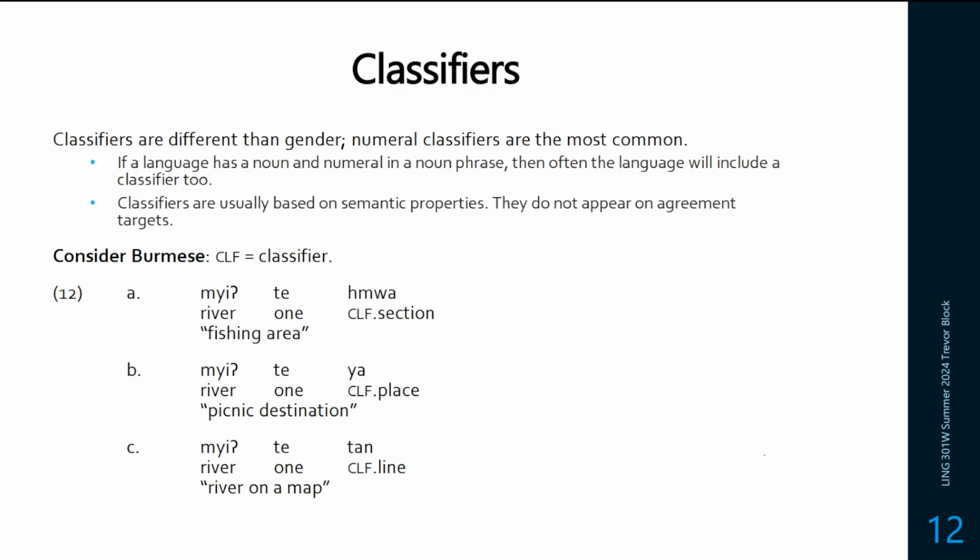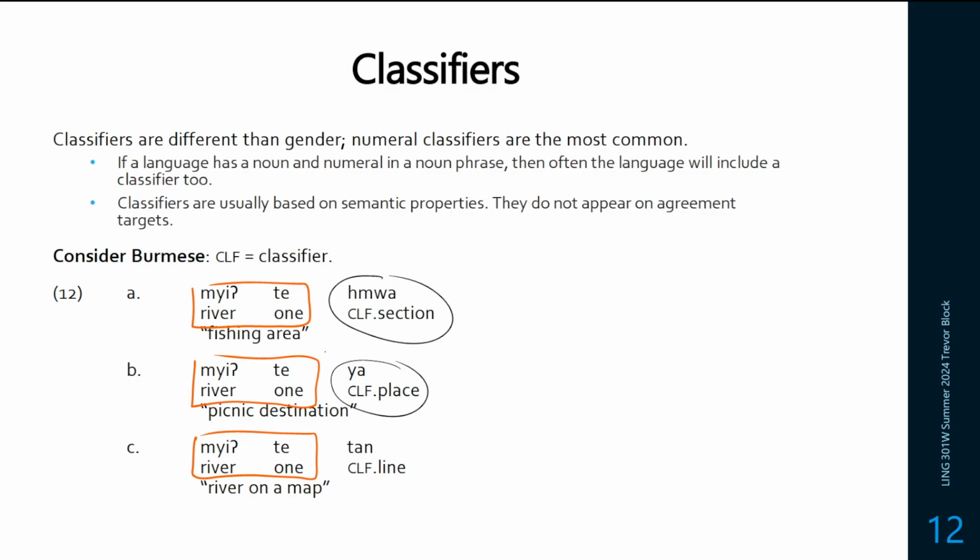So for example, in Burmese, if we look at 12a, b, and c, we see the word river a few times. In fact, we see one river. Now, what we can do with this phrase is essentially modify its meaning using different classifiers. So for example, if we use river 1 and then the word section, we get a fishing area as a meaning. If we say river 1 in place, we get a picnic destination. If we say river 1 and then use the classifier for lines, then we get river on a map. So the important thing here is that there's choice and it's going to affect the meaning.